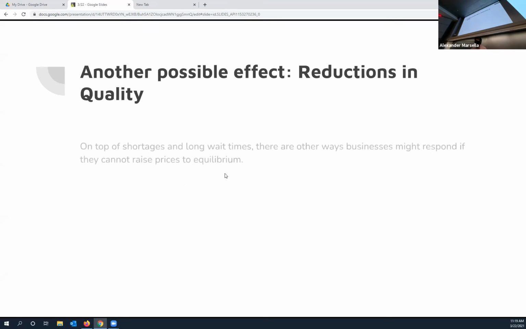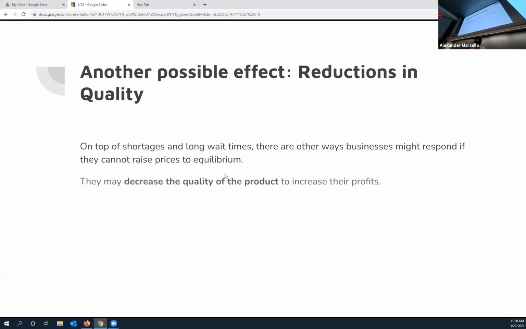Another possible effect, reductions in quality. Sellers might reduce the quality of their goods because of the price ceiling. They can't charge as much, so they reduce the quality to save money, okay? So this could be less cheese on the pizza. It could be fewer amenities in an apartment that has rent control, right? Any of these things. Anytime you place a price ceiling, maybe sellers just reduce the quality of their product to save money.